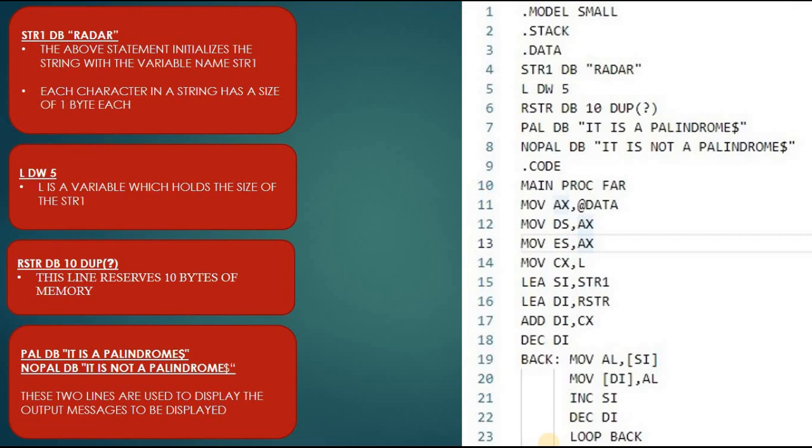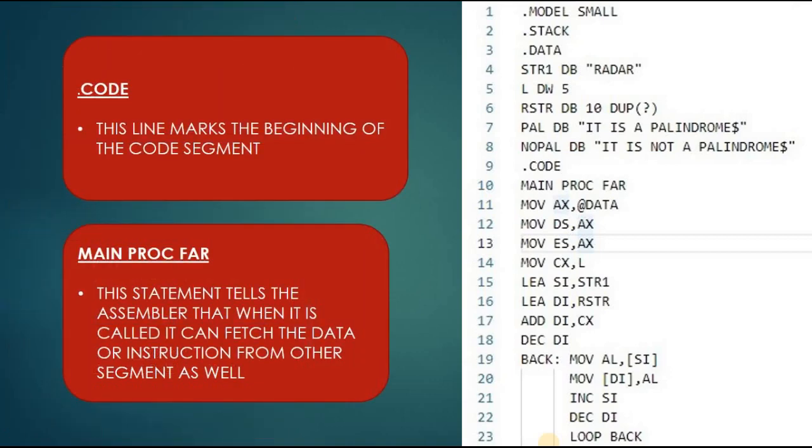The next statement is rstr db 10 dup(?). This line reserves 10 bytes of memory and it duplicates all those 10 bytes with question marks. Lines 7 and 8 of the program are used to display output messages. The ninth line of the program is .code. This line marks the beginning of the code segment.